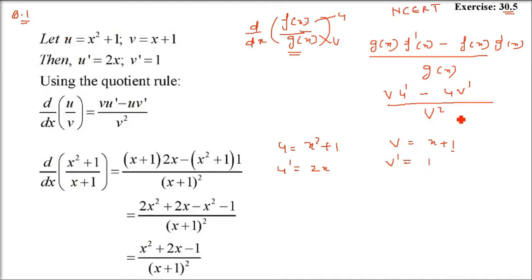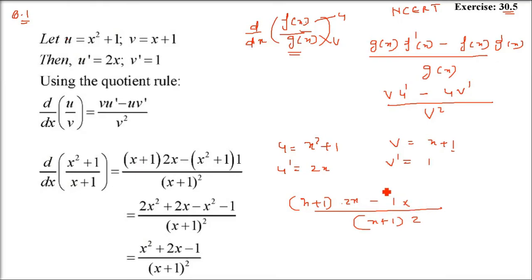Now we have to use the formula. What is v square? x plus 1 whole square. And then we have to do what? v u dash. So the same x plus 1 you write and multiply it by u dash, so it is 2x. Now you have to subtract, take a negative, and this is done.